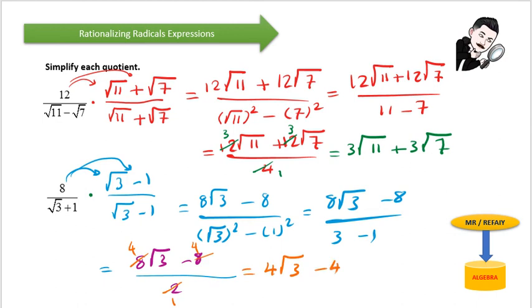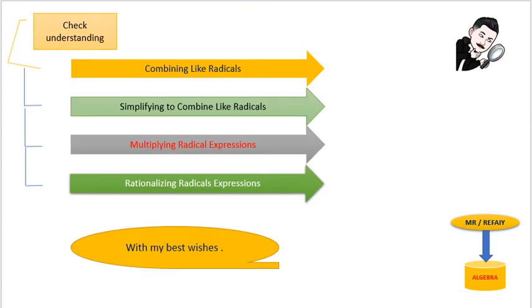Now our stage is finished. Just at the end, you have to check your understanding. You have to make sure that you understand combining like radicals and how to combine them, simplifying to combine like radicals, multiplying radical expressions, and rationalizing radical expressions.